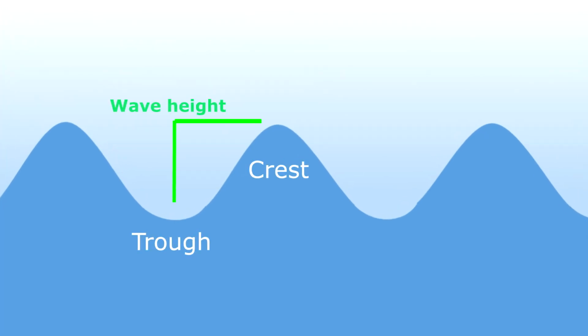Wave height and direction are fairly basic. The height is how tall the wave is from trough to crest, and the direction indicates where the waves are coming from, not the direction they are headed towards.